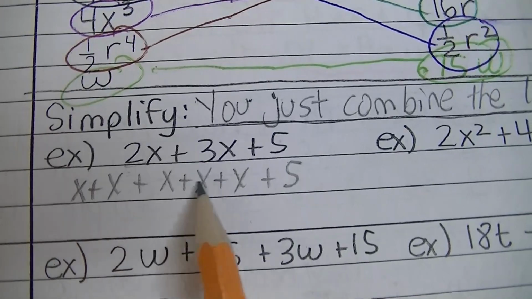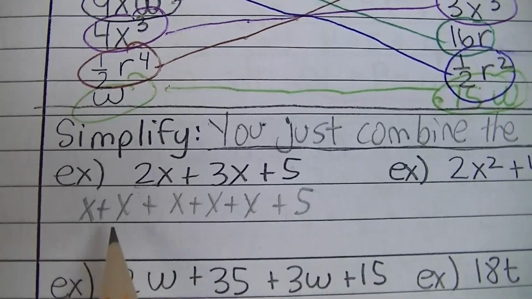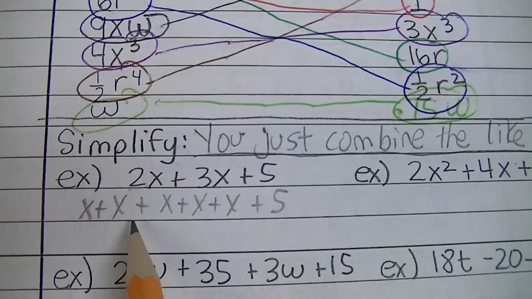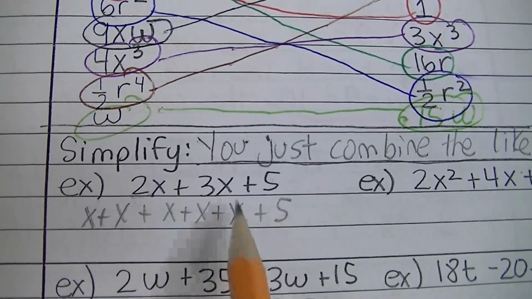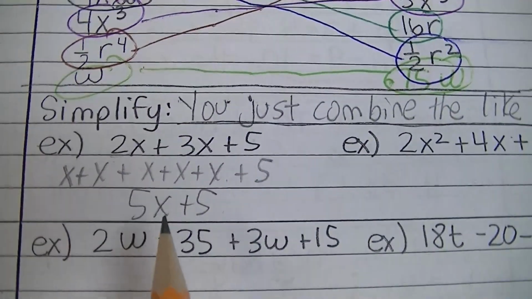You'll notice we don't know what the value of x is, so we can't go, oh, that plus that. That's incorrect. So therefore, this simplified version of this is 1, 2, 3, 4, 5. It's 5x plus 5. Don't you dare add those together and get 10x.